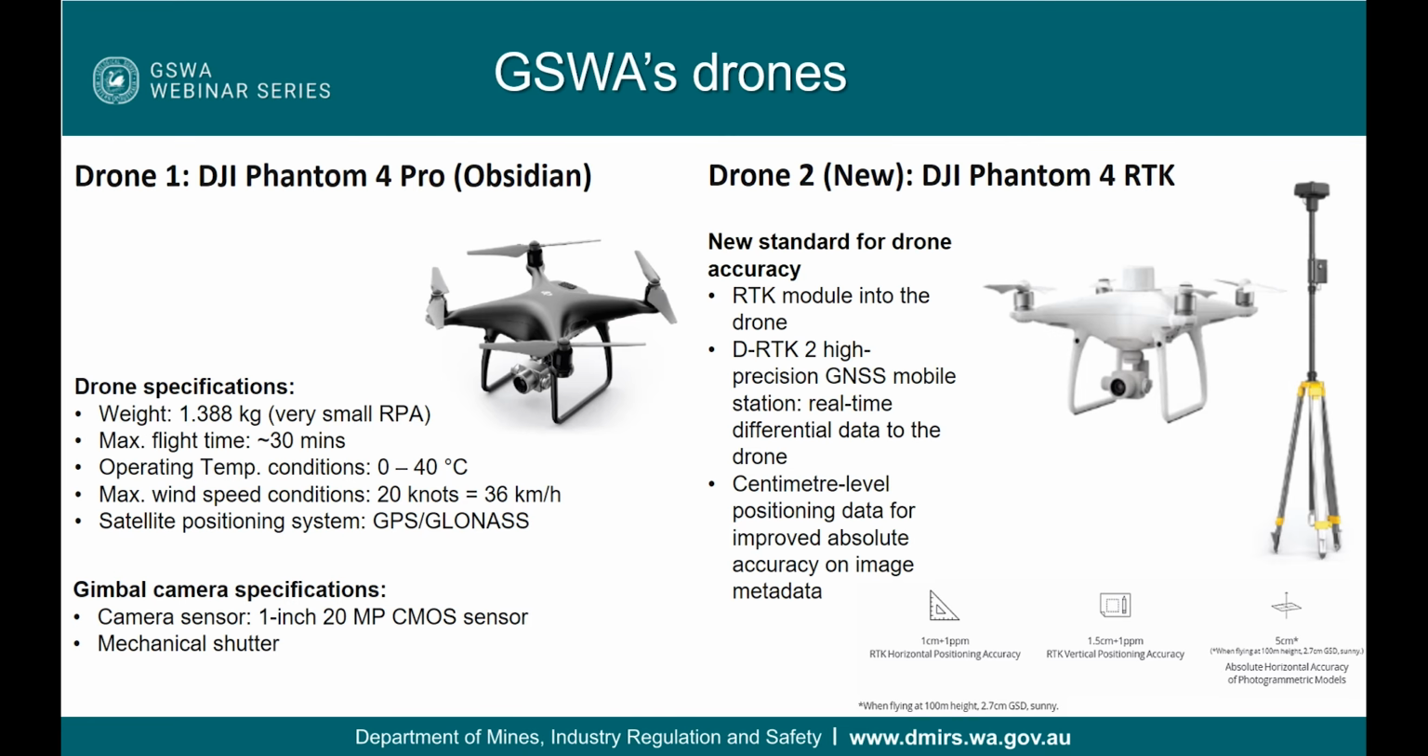These are the drones that we currently have in our possession at GSWA, a DJI Phantom 4 Pro Obsidian, and we have recently acquired a Phantom 4 RTK. Both of them fall into CASA's very small RPA category, and both have a similar onboard 20 megapixel gimbal camera. Obtaining a Phantom 4 RTK is about improving drone accuracy to achieve centimeter level absolute accuracy on imaged metadata and of the resulting photogrammetry models.